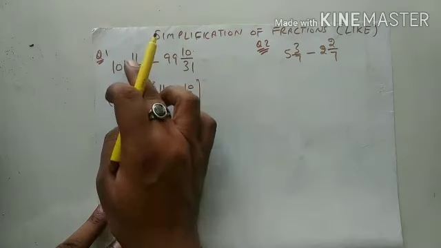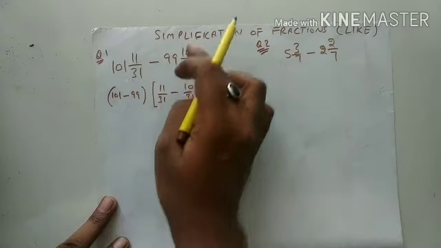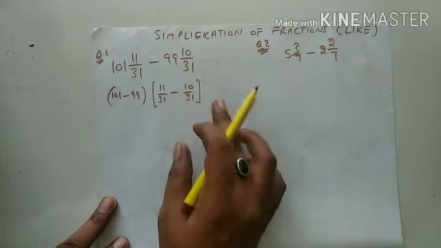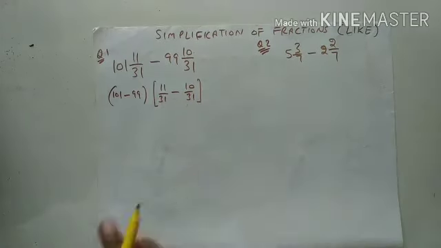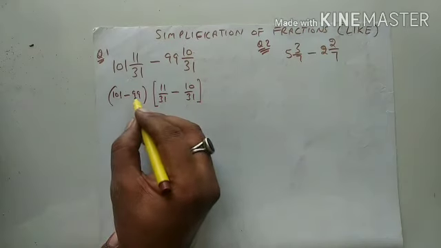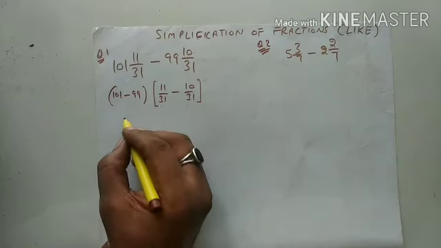Okay student, 11 by 31 is the proper fraction, 10 by 31 is the proper fraction and the subtraction symbol is there, so I have written that. Now this was the very first step to solve the question. Now student, 101 minus 99, the answer is 2.